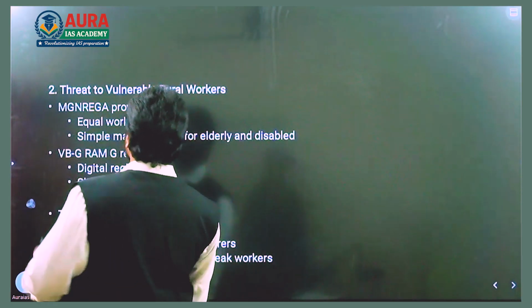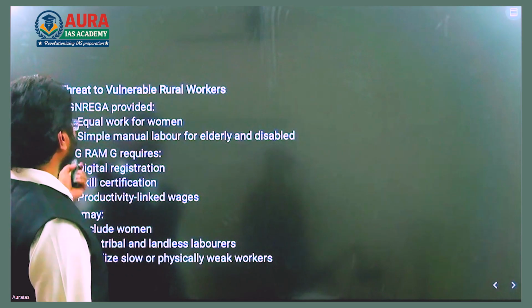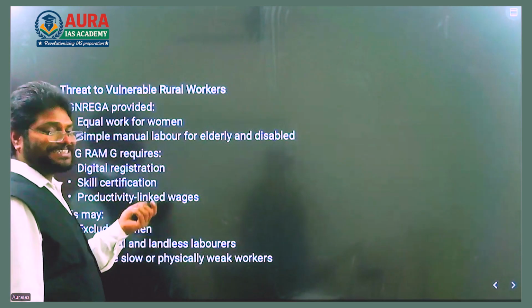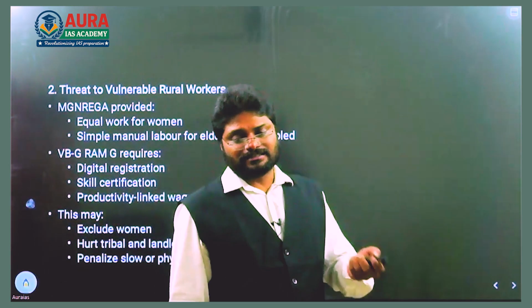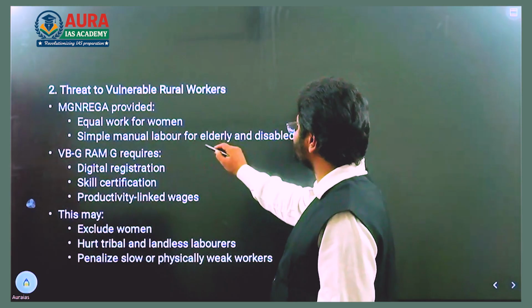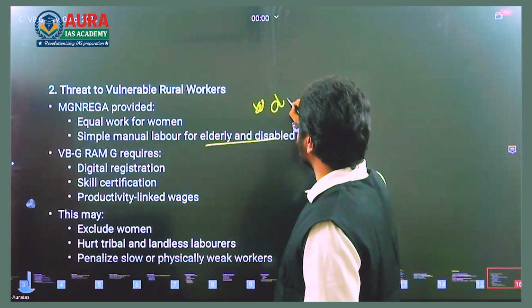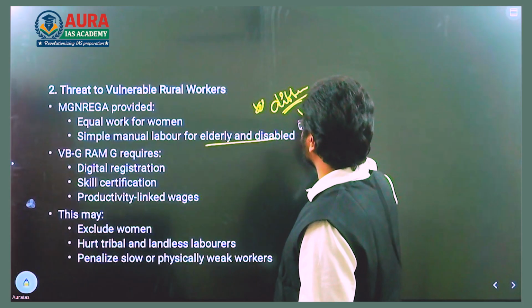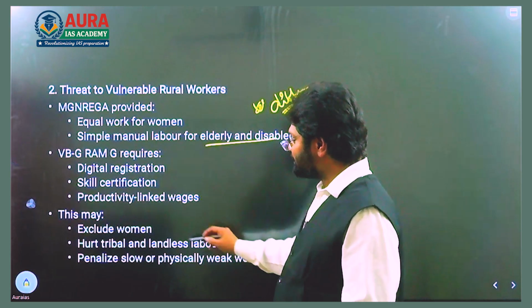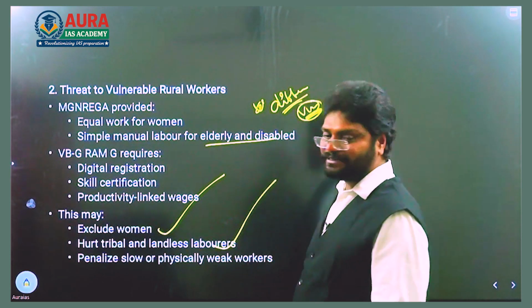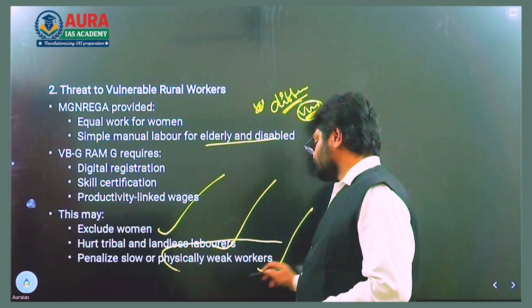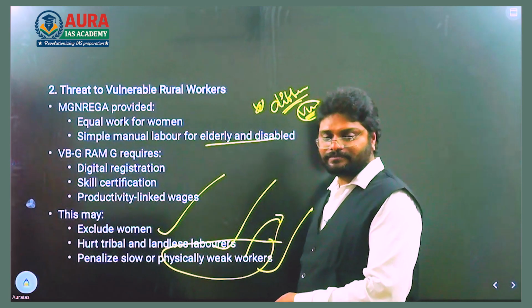The second one is the threat to vulnerable rural workers. Earlier, equal pay was paid to every worker. Now skilled people have one wage, unskilled people have a different wage, and semi-skilled people have another. This kind of differentiated wage causes vulnerable people to receive less. That is another criticism you should remember. It might exclude women, hurt tribal and landless people, and penalize slow and physically weak workers because they couldn't create any assets.